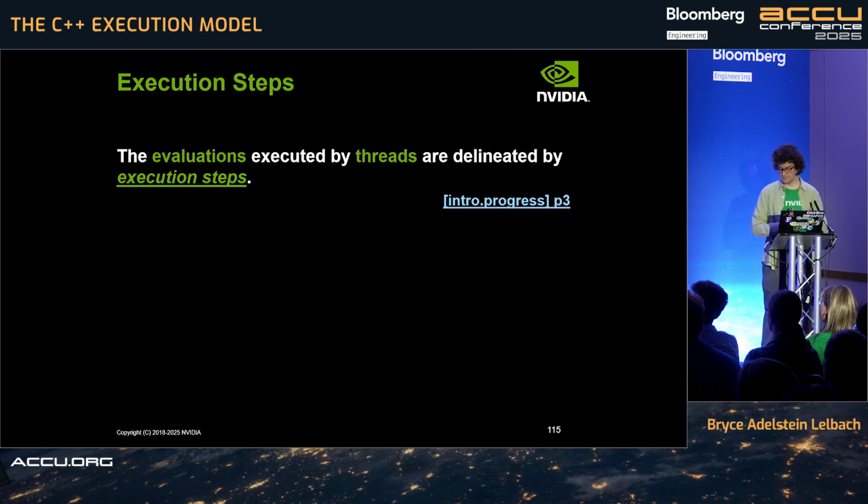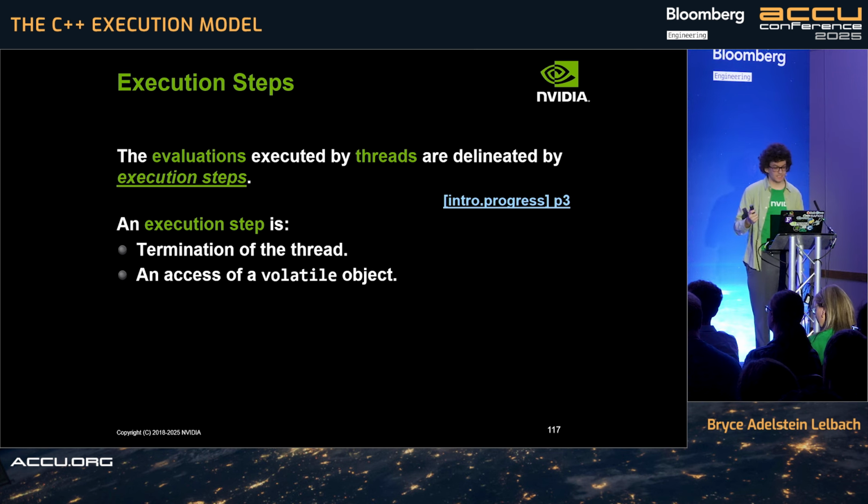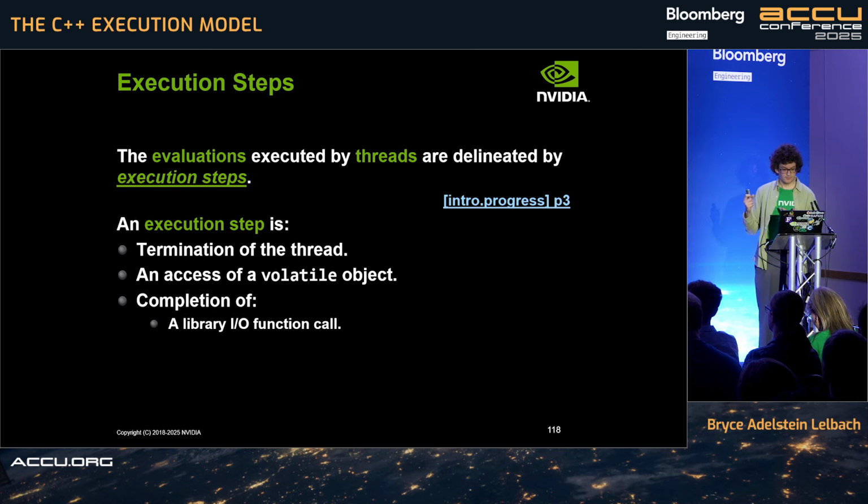So we now understand threads, how they evaluate expressions, how those evaluations are ordered, and what data races are. And the final thing that we must learn is what guarantees we get when threads block or wait on something. So an execution step is the termination of the thread, an access of a volatile object, or the completion of a library I/O function. And I think what I forgot to say was that the evaluations executed by threads are delineated by execution steps. Also, an atomic operation.